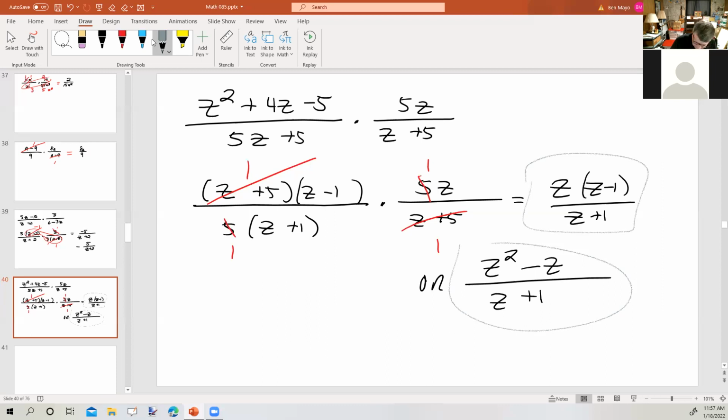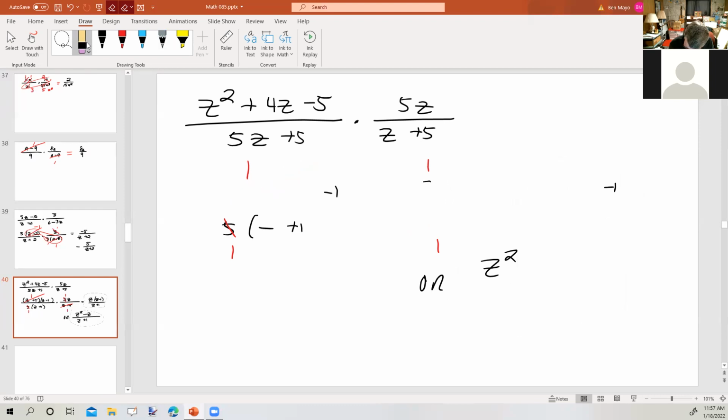Okay. Well, I see what happened. I copied it wrong. That's why I got a different answer. Let's do a different version of this problem. It's going to change everything. This problem, I believe, is correct as I did it. But we're going to go back and do a different problem.